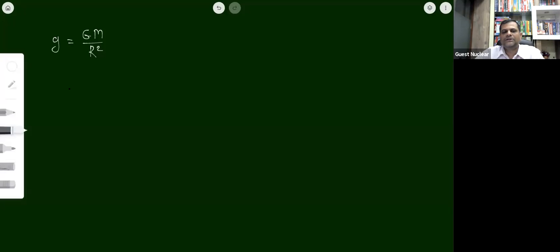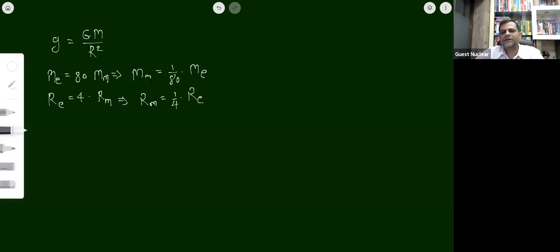Correct? So see here, mass of Earth is given to be 80 times the mass of moon, correct? And radius of Earth is given to be 4 times the radius of moon. Sorry, radius of moon. In that case we can write that mass of moon is 1/80 times the mass of Earth, and radius of moon is 1/4 of the radius of Earth. Yes. So if we use these values, what will we get? Look carefully, we have to find the gravity of moon is how many times that of the gravity of Earth.